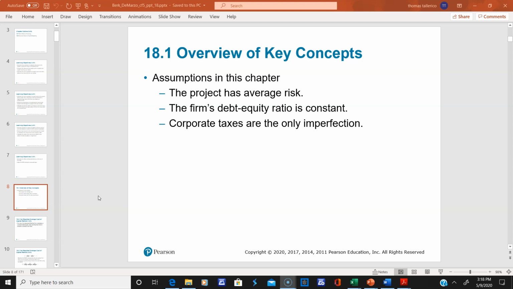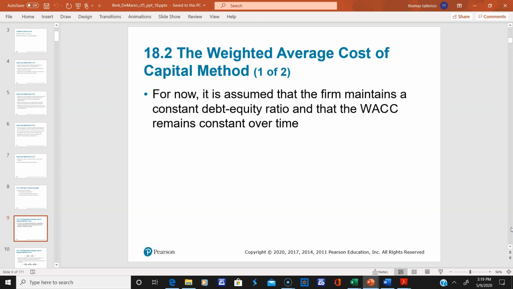Okay, so this is capital budgeting and evaluation, and we're going to make a couple of assumptions here. The obvious assumptions are that the project has average risk, however you want to define that, and the debt to equity ratio is going to be constant, and there are only going to be corporate taxes as far as imperfections to the model. So with a constant debt to equity ratio, the weighted average cost of capital is going to remain constant over time.